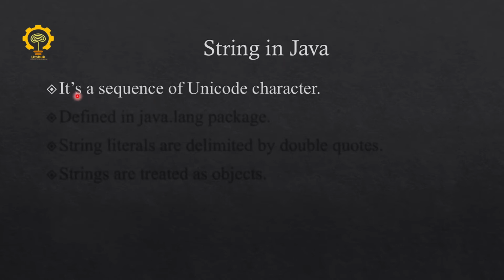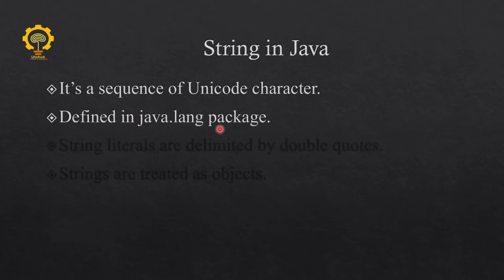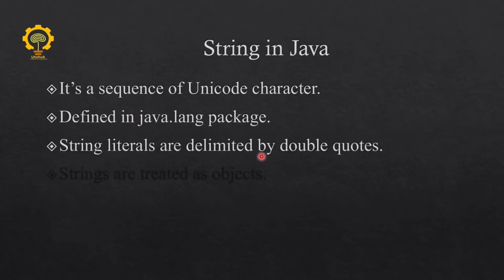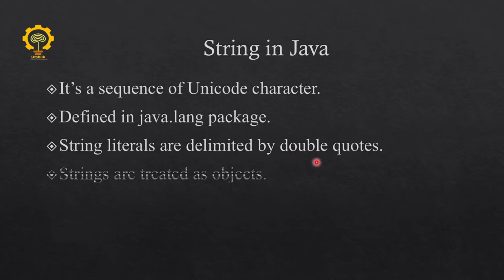String in Java means that it's a sequence of Unicode characters. As we're gonna use string widely in Java, whenever we move to the project for Swing and JDBC, at that time we will be using string widely. It is defined in the java.lang package. String literals are delimited by double quotes and strings are treated as objects.